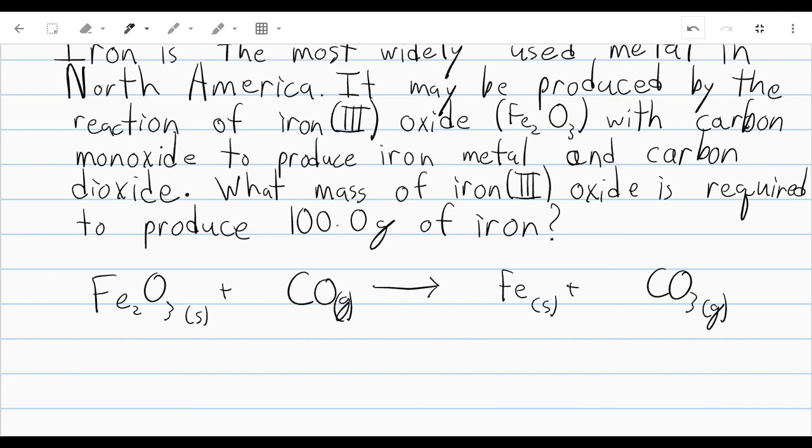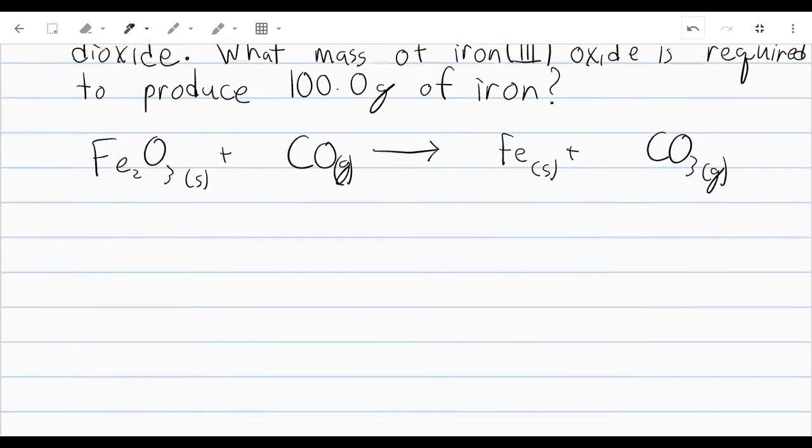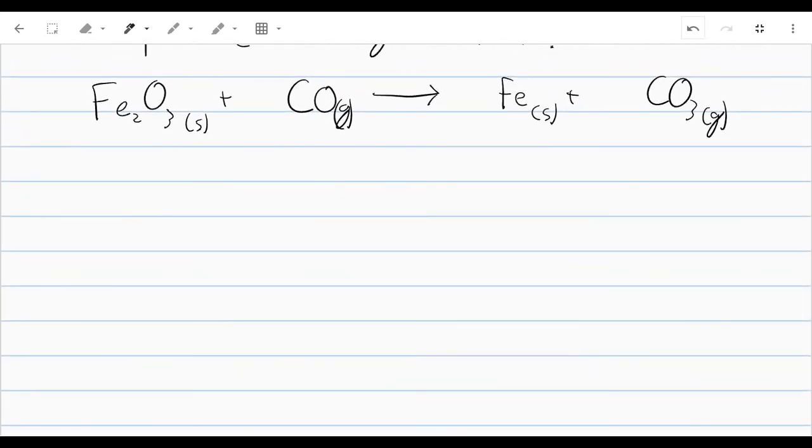Now, quick look at this, not balanced in any way whatsoever. So the very first thing we've got to do in order to solve this problem is we need to balance out this reaction. We need to make sure that the amount of chemicals on each side are the same. So I have iron, I have oxygen, and I have carbon.